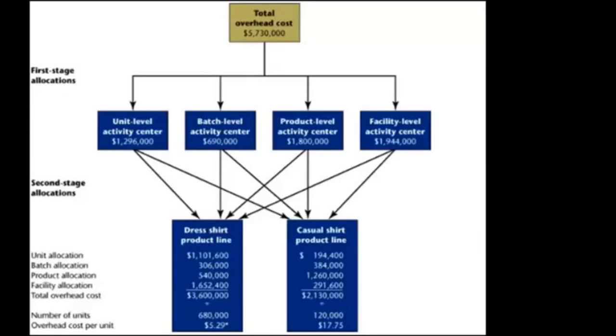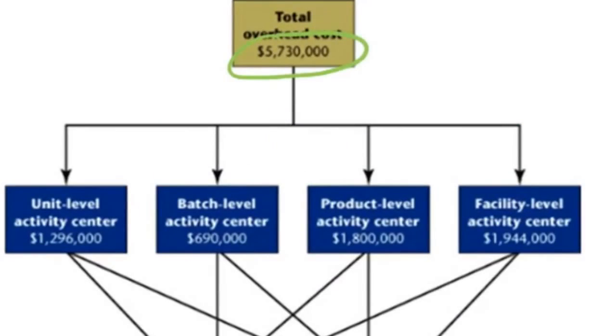Alright, in the last video we had an example where we had a manufacturing plant that was manufacturing dress shirts and casual shirts. And we knew the direct material and direct labor cost for these shirts, but we had this $5,730,000 of overhead costs that we needed to allocate to the two products.